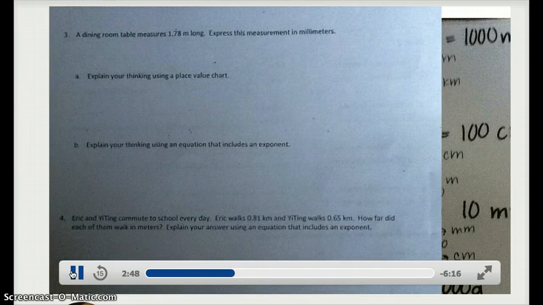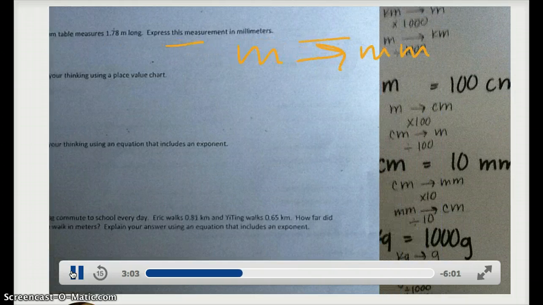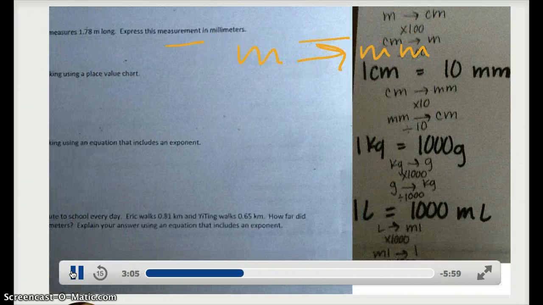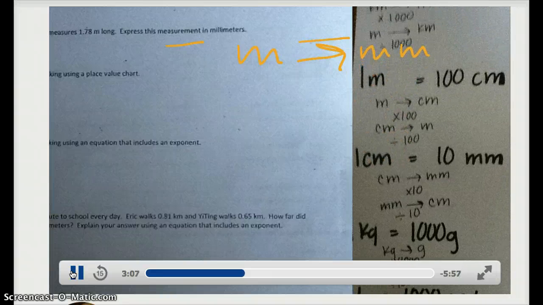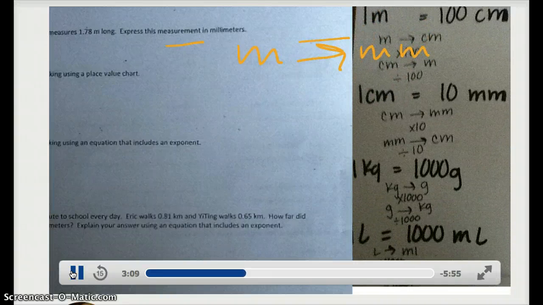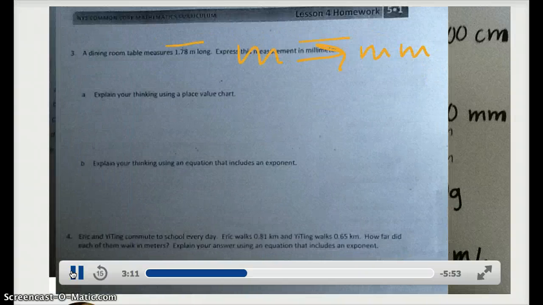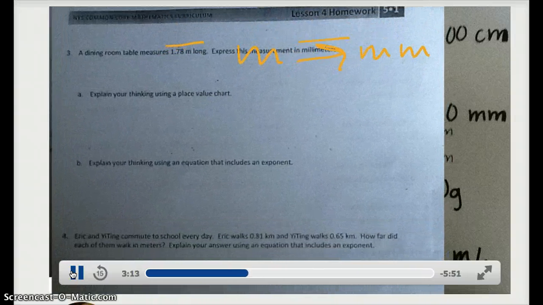Okay, for number 3, a dining room table measures 1.78 meters long. Explain this in millimeters. So we are going from meters to millimeters. When we go from meters to millimeters, oh my goodness, it's not on my chart. What am I going to do? We go from meters to millimeters.